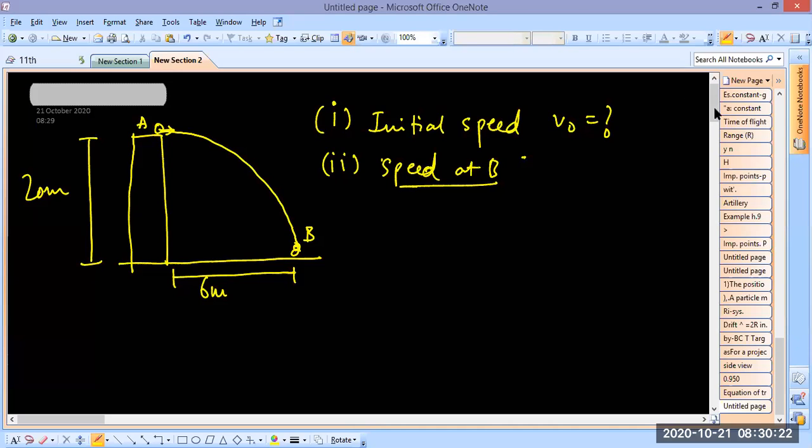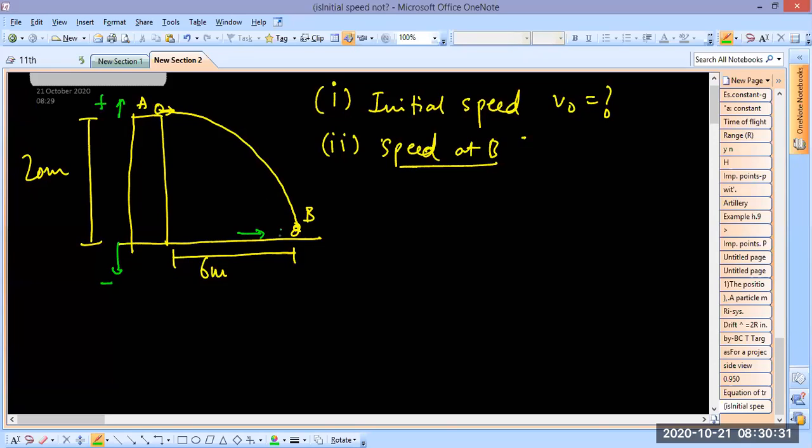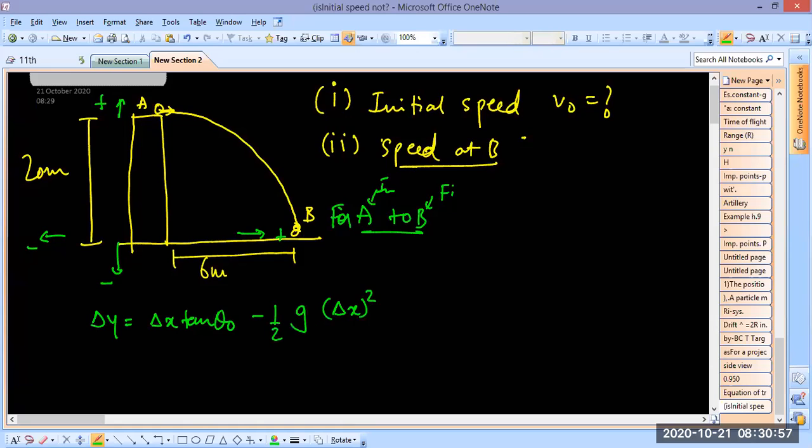So suppose you use the equation of trajectory. See how easy it becomes, right? Downwards negative, upwards positive, we take it like that only. Right side positive, left side negative. So we are going to use the equation of trajectory again for A to B. Wherever you are doing some kind of calculation, you should write the initial point and the final point clearly. Okay, let's start. So delta y is equal to delta x tan theta 0 minus 1 by 2 g delta x square divided by v0 square cos square theta 0. Okay, so this is the equation.